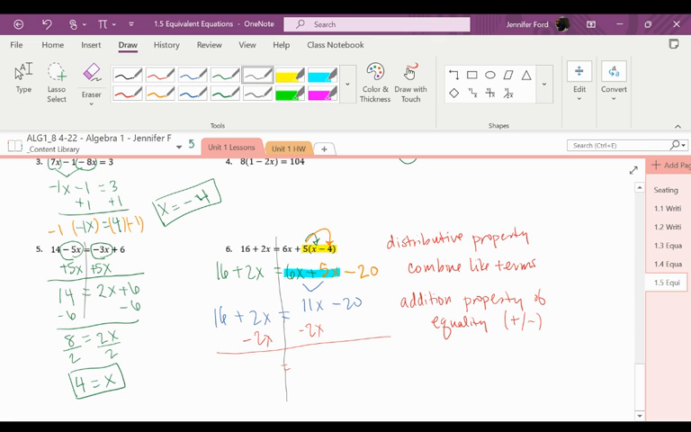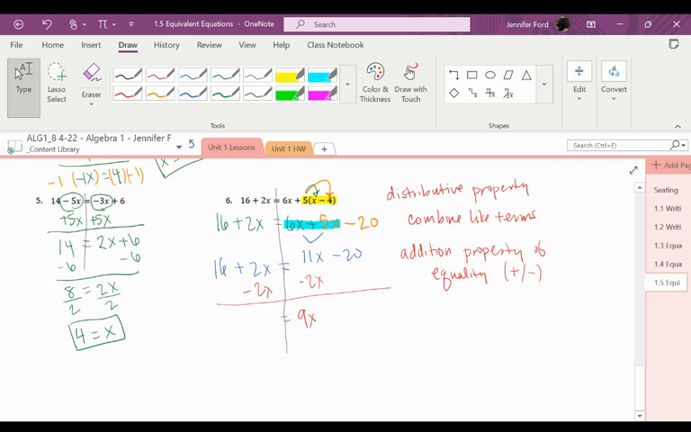And if that wall helps you, you can extend it. What's 11 minus 2? 11 minus 2 is 9x. So I've got 9x. And then here, you could, if you wanted to, write 16 here and minus 20 here and then add 20 to both sides.